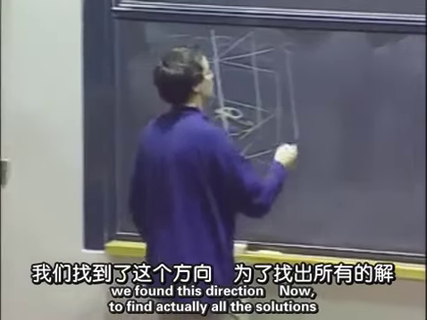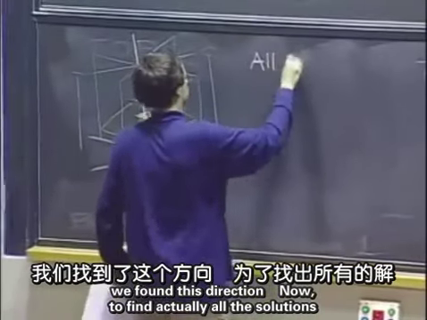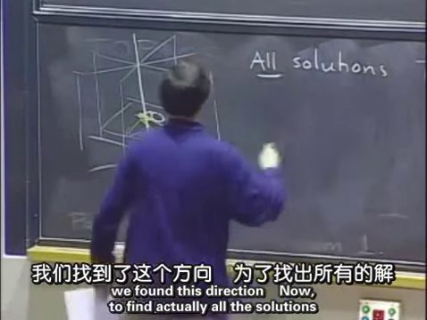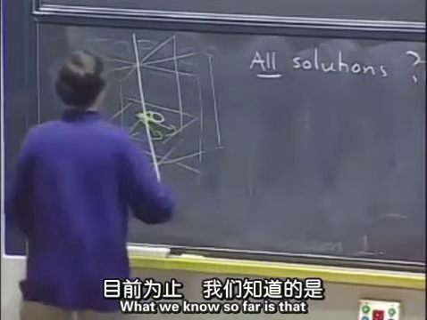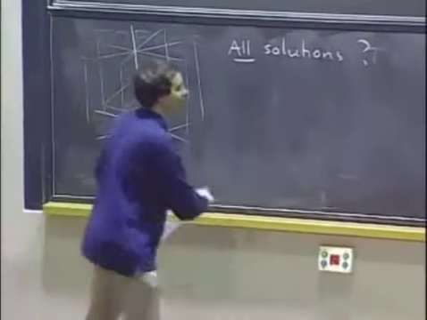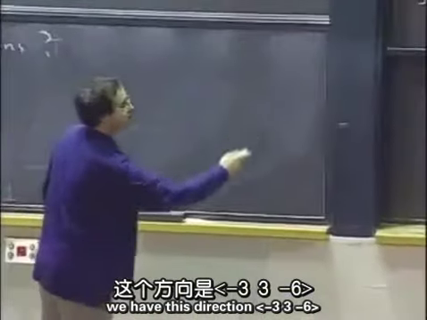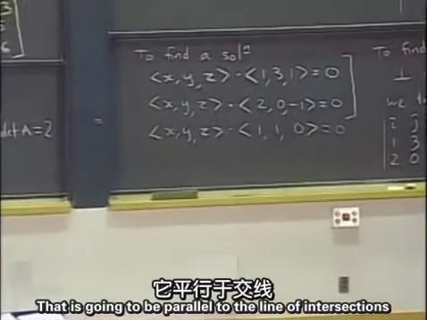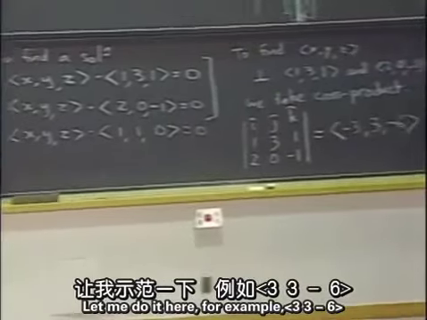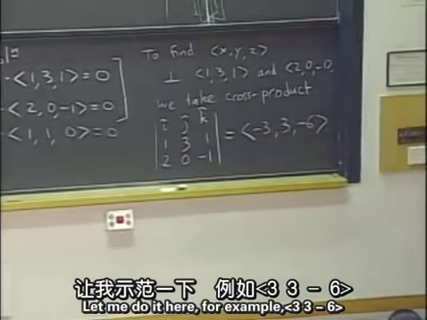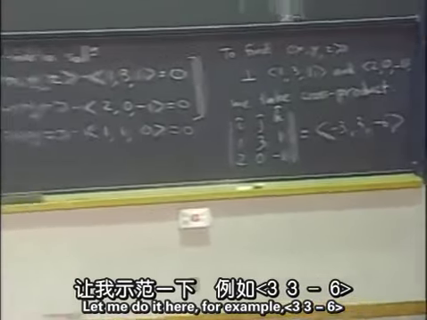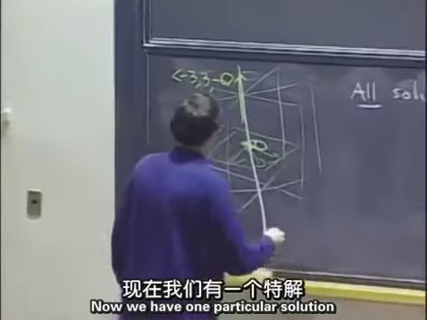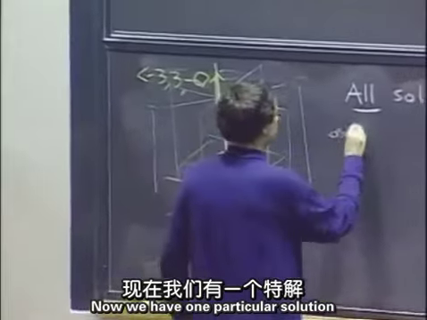So now, to find actually all the solutions, what we know so far is that we have this direction, minus 3, 3, minus 6, that is going to be parallel to the line of intersections. Let me draw it here, for example. Minus 3, 3, minus 6. And so now we have one particular solution.